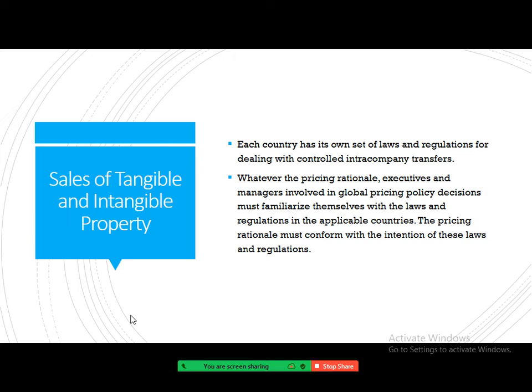Although the applicable laws and regulations often seem perplexing, ample evidence exists that most governments simply seek to prevent tax avoidance and ensure the fair distribution of income from the operations of companies doing business internationally.